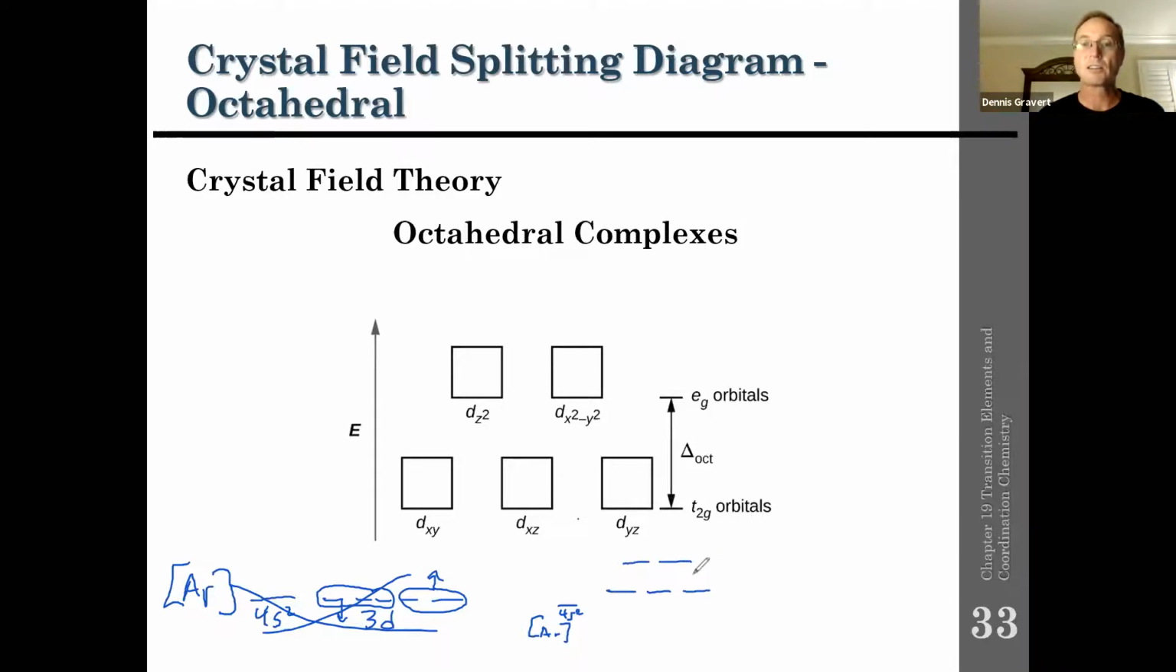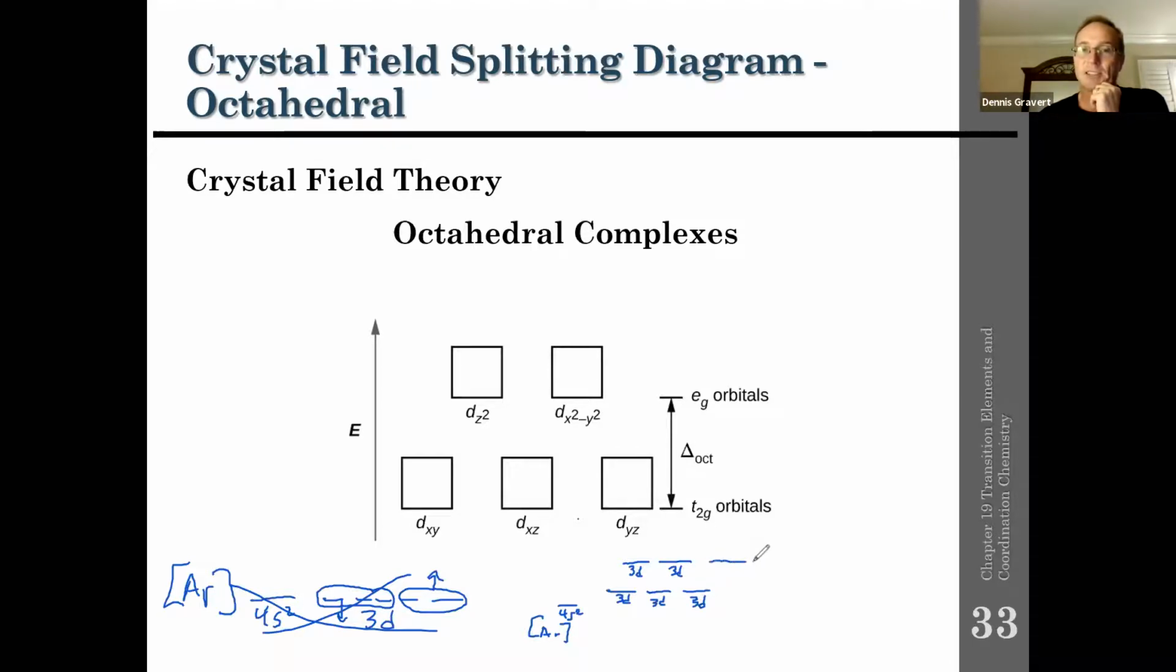And they're all 3d orbitals. We're not going to call them that anymore. Well, yes, we are. There's other names for them. There's the EG, the T2G. I'm not going to really use those. I just want you to know that 2 of them go higher, 3 of them stay down lower. That'll be good enough.